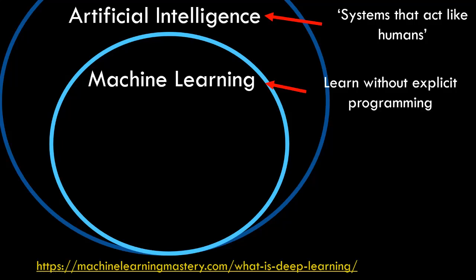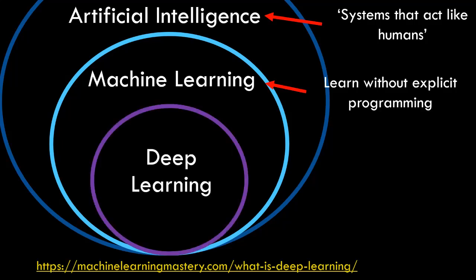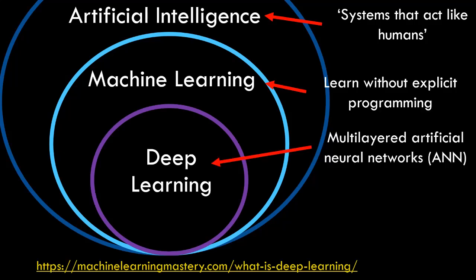It doesn't have that explicit programming input. It learns itself from the data. And then within deep machine learning, we have the subfield of deep learning. And that's just a series of different types of algorithms and algorithm structures and architectures. And I guess the technical term is that they tend to be multi-layered artificial neural networks.